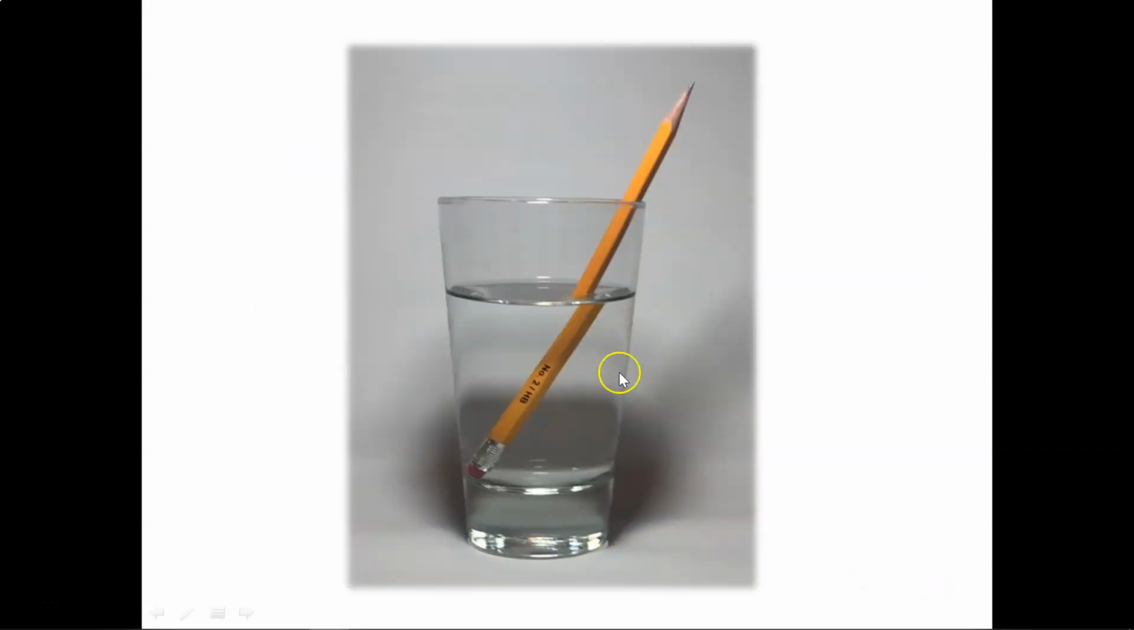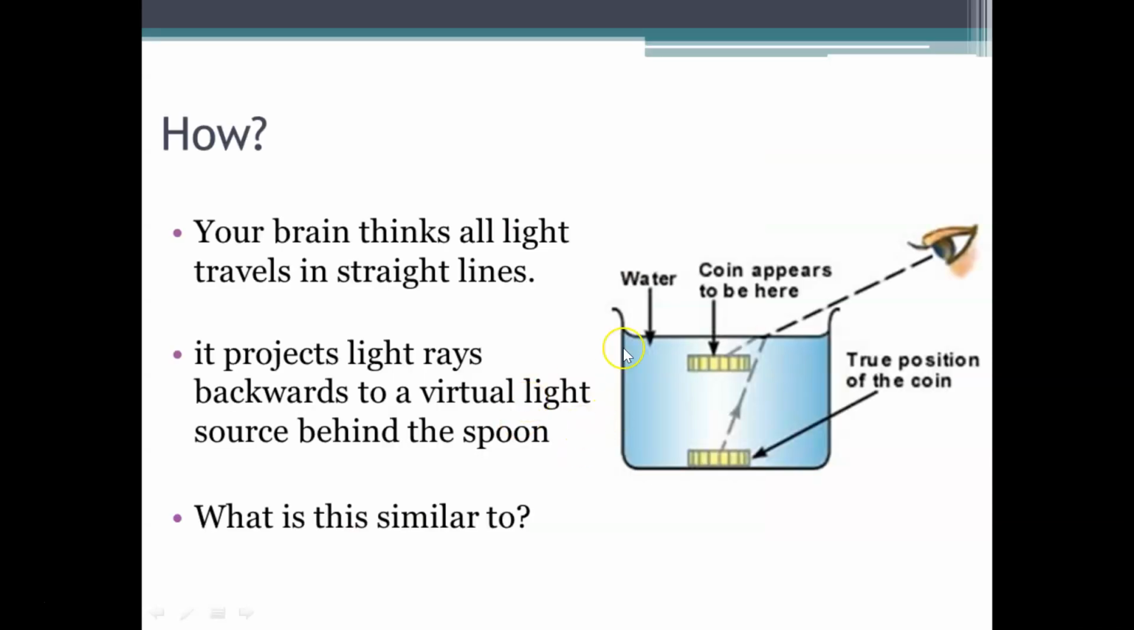Maybe not with a pencil, because what kind of monster does this, but probably with a straw or a stirring rod. We know the pencil is not bent like this, and if you took it out of the water, it'd be one straight solid piece. So why does it look like it's snapped in half? As I had mentioned previously, we don't see with our eyes, we see with our brain. And your brain always thinks that light travels in straight lines only.